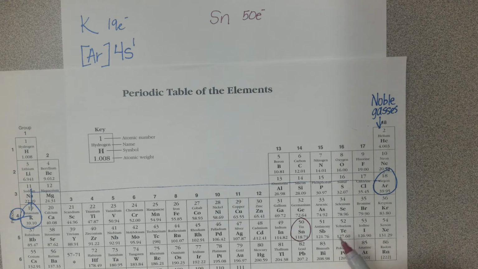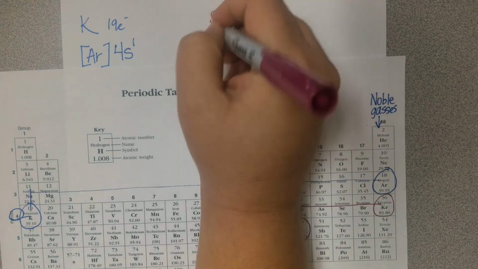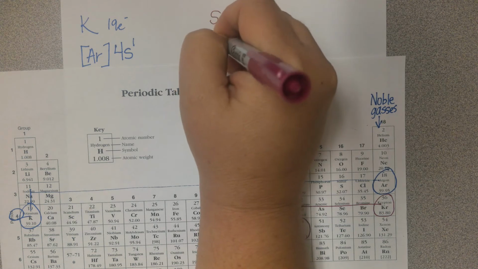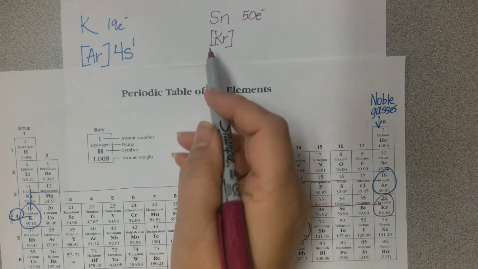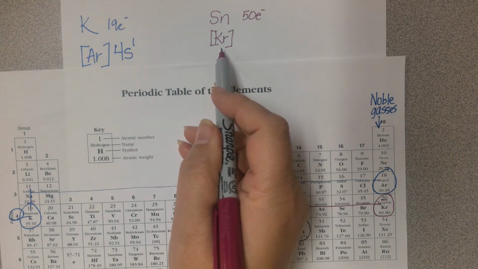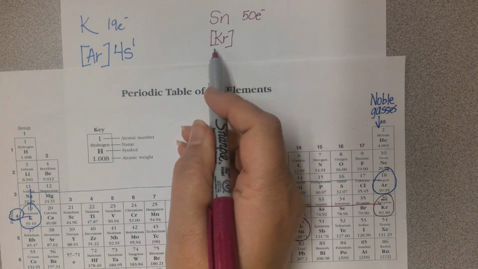And so how we're going to do that, remember, you're going to look at your element, Sn. You're going to go up one row and all the way to the right, and that gives you which noble gas you're going to use. So we're going to take that noble gas, and we're going to put it in brackets, Kr in brackets. And remember that that represents all the electrons that krypton has, which is 36.